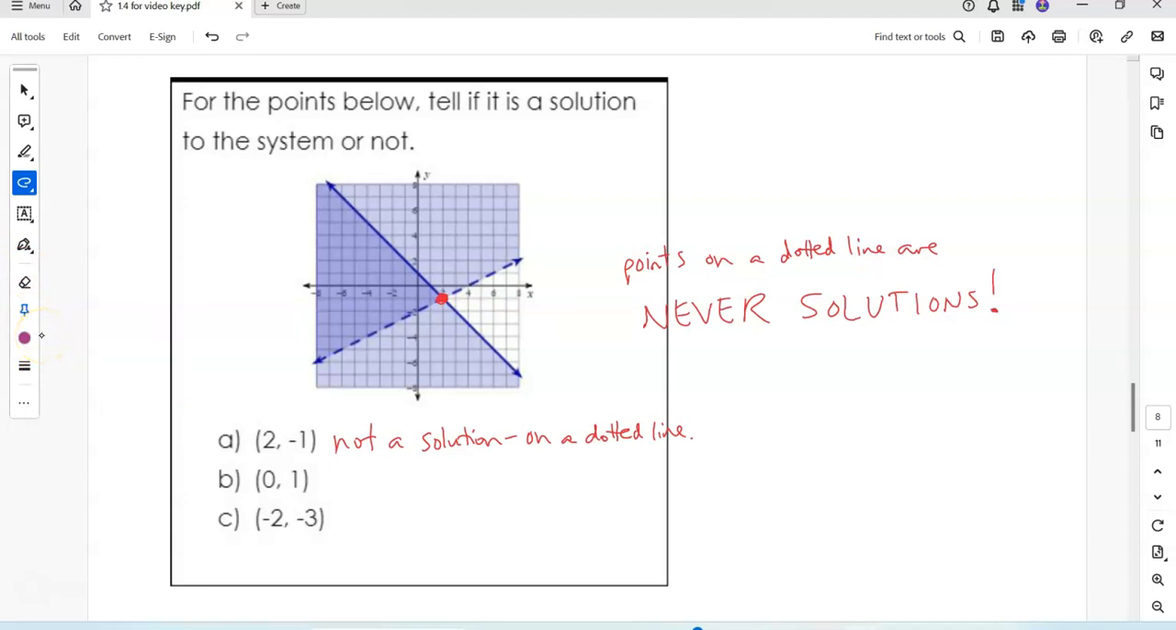How about (0, 1)? (0, 1) is this point here. Well, that is okay. It is a solution because it's on a solid line next to the shaded region.